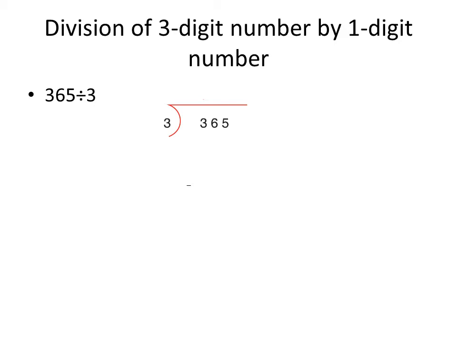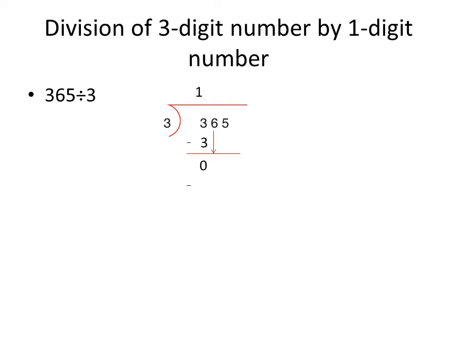First we see the first digit of the dividend. What is the first digit of the dividend? 3. And what is your divisor? 3. Is 3 less than divisor? No. So recite the table of 3 till you get 3. 3 ones are 3. Write 3 here and 1 above the line as shown. Now subtract it. 3 minus 3 is 0.